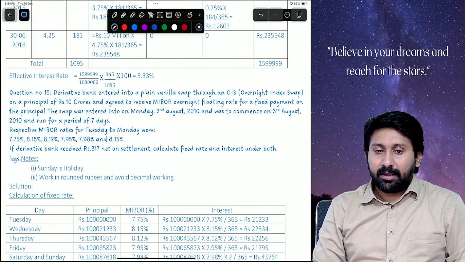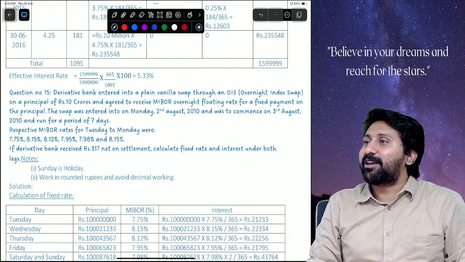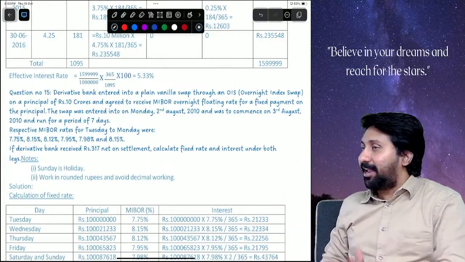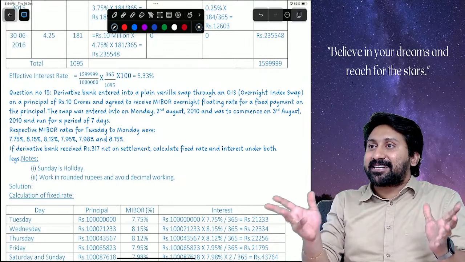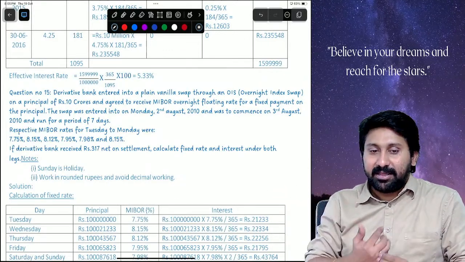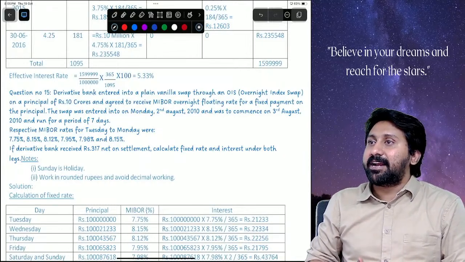First, sir, we don't know what this overnight index swap is. First question will arise, right? Oh, totally a new area. Till now we have done only asset transformation, liability transformation, and how the swap dealer will behave. These things we have seen. This is a question on overnight index swap.